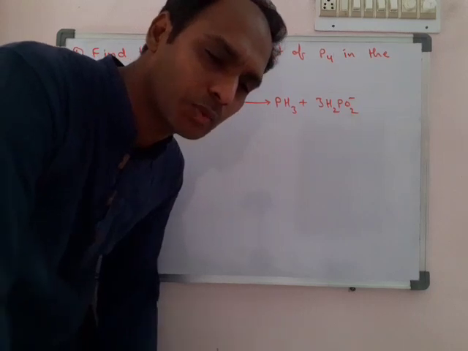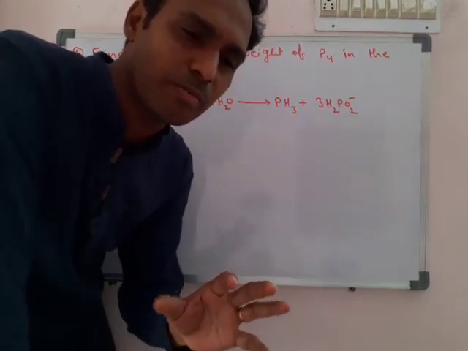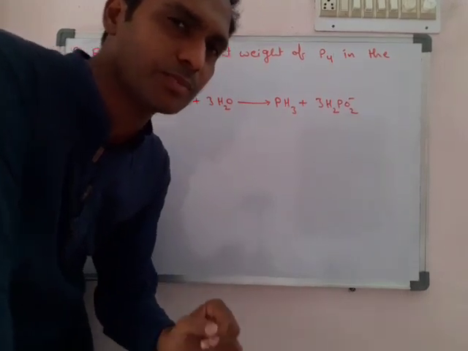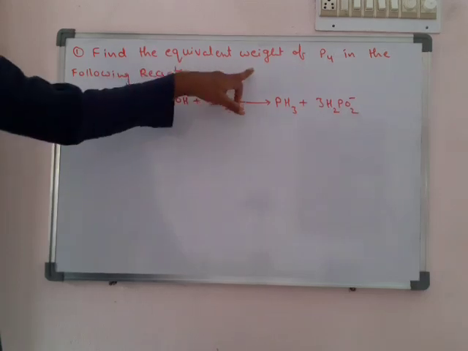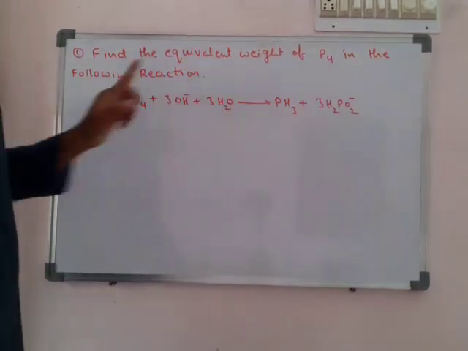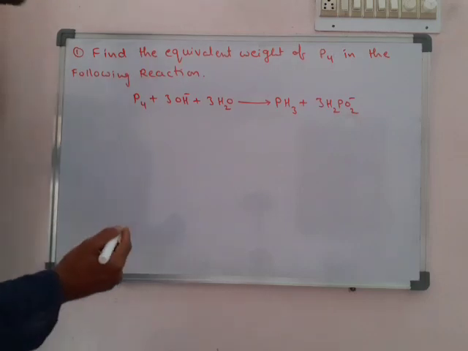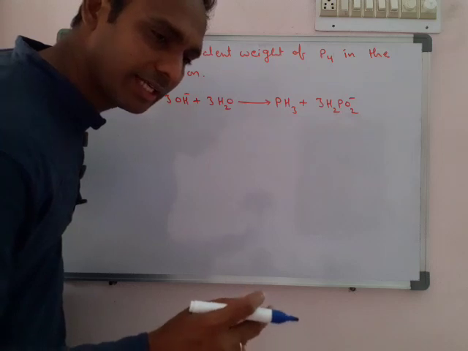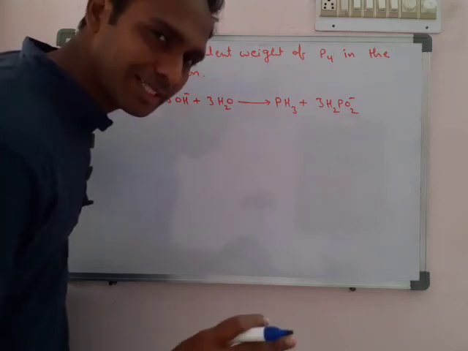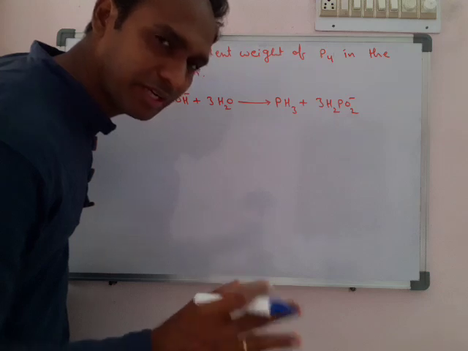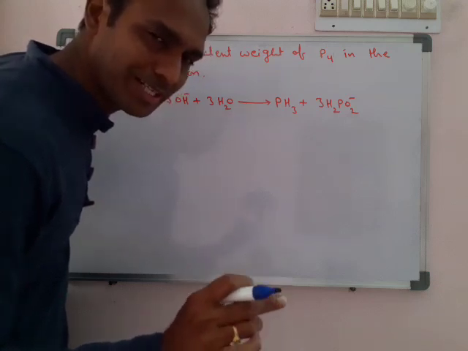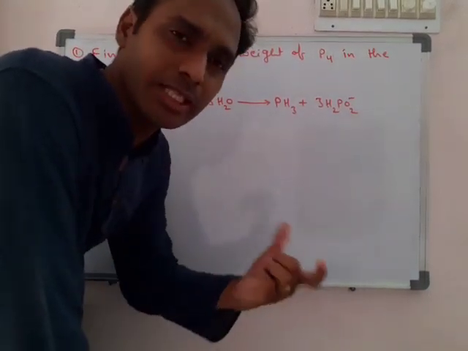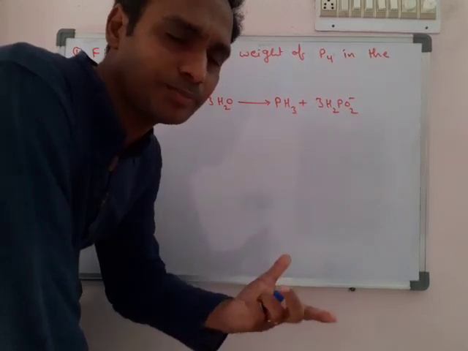So, hello students. Today we see the problems based on redox reactions. Okay. So first is a very important model, that is: find the equivalent weight of phosphorus P4 in the following reaction. So normally we know the calculations of equivalent weight in normality. We did the calculation of equivalent weight of different elements in the normality concept. First we discussed the calculation of equivalent weight, then we proceeded to normality.